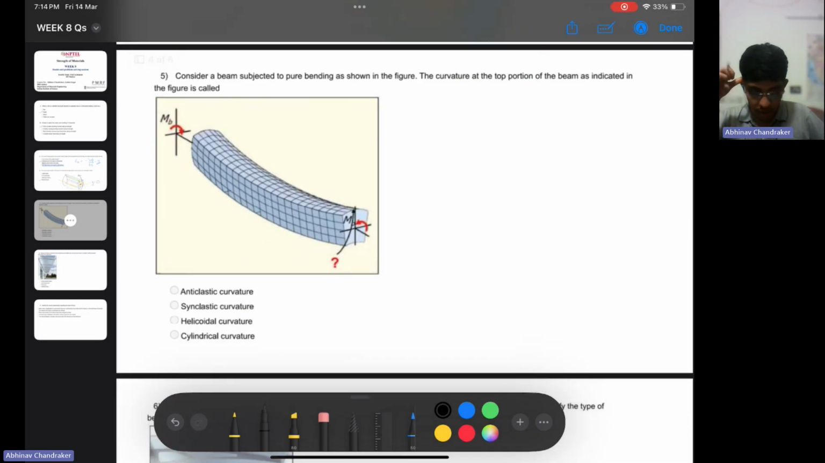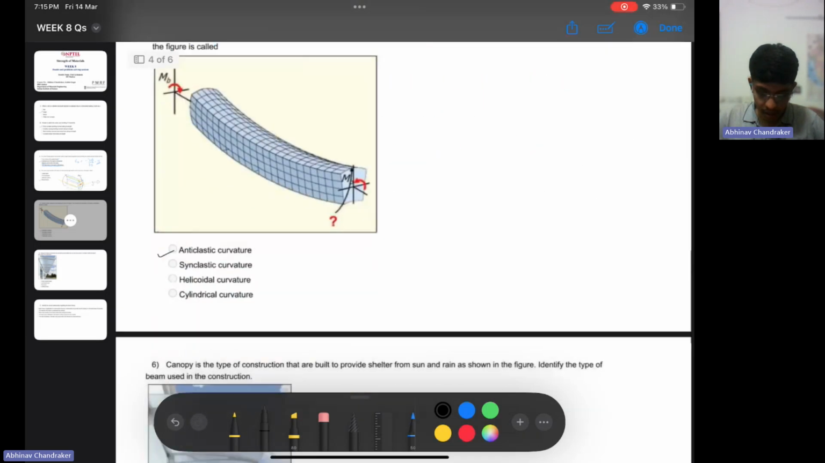Next, let's go to the next question. So we have a beam undergoing pure bending. The curvature is like this. What will we call this kind of curvature? So we call it anticlastic.